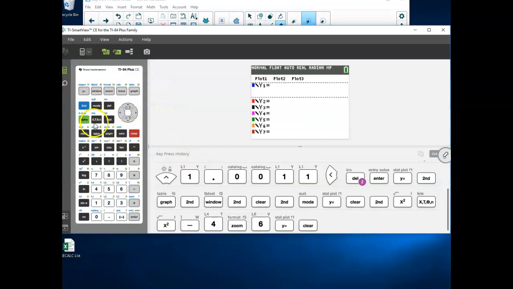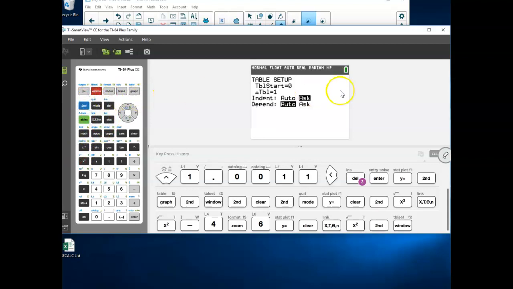The other thing I'm going to have you do is we're going to play with the table settings today. Usually your table is in what we call auto mode, where it just automatically fills in from 1, 2, 3, 4, 5, and then it spits out numbers to you in ordered pair notation, or the table at least. This time, I want you to go to your table and put the independent variable into ask mode. That means it's going to leave the x's empty, and it's going to wait for you to put x's into it, and then it'll spit out the y's.